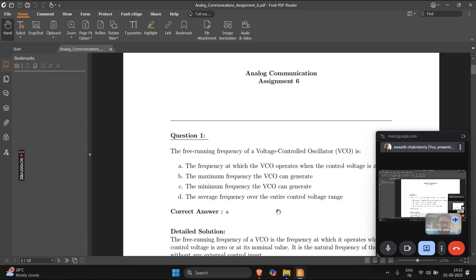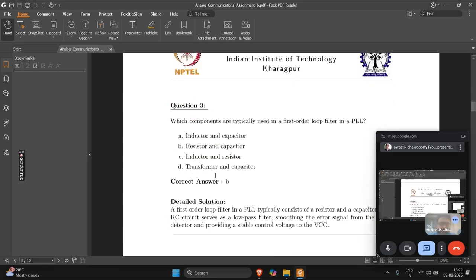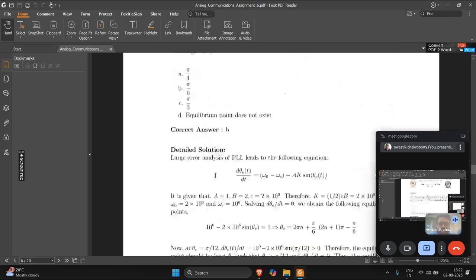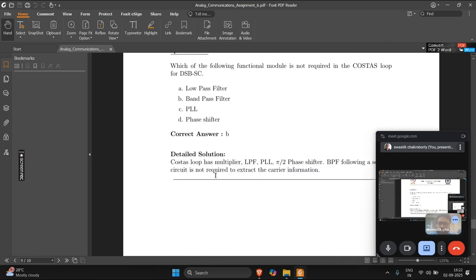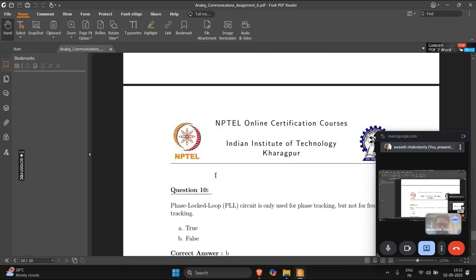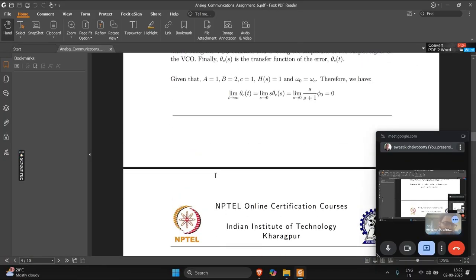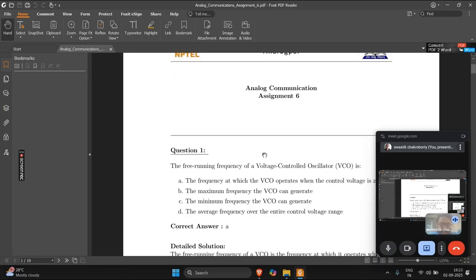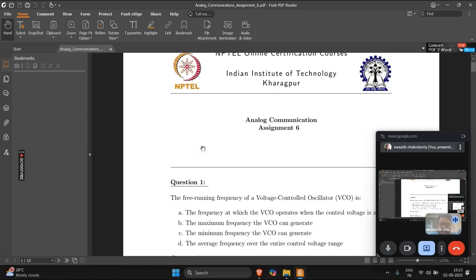Today we will be doing voltage control oscillator VCO, phase lock loop, and Costas loop. So today's topic is VCO and PLL primarily, and this is the week 6 problem solving session. So we will start.